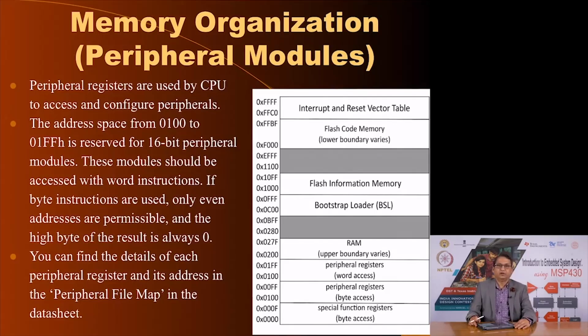Apart from the flash, the information flash and the RAM, you also have memory for use by the peripheral registers of the CPU, and you can see them here. And there are 3 types of registers. Some of the registers require 16-bit access, so they are available here, word access. Some of the peripherals require 8-bit storage, and so those registers are accessible through this. And then there are special function registers, which we will come to shortly.